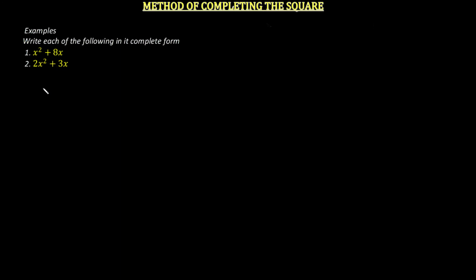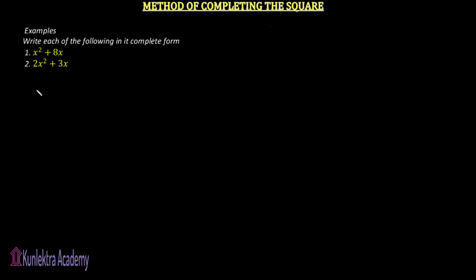Here is an example to explain further how we can use the method of completing the square. Now here, write each of the following in its complete form. How can we complete this to make it a perfect square? It is by adding a value to make it a perfect square.